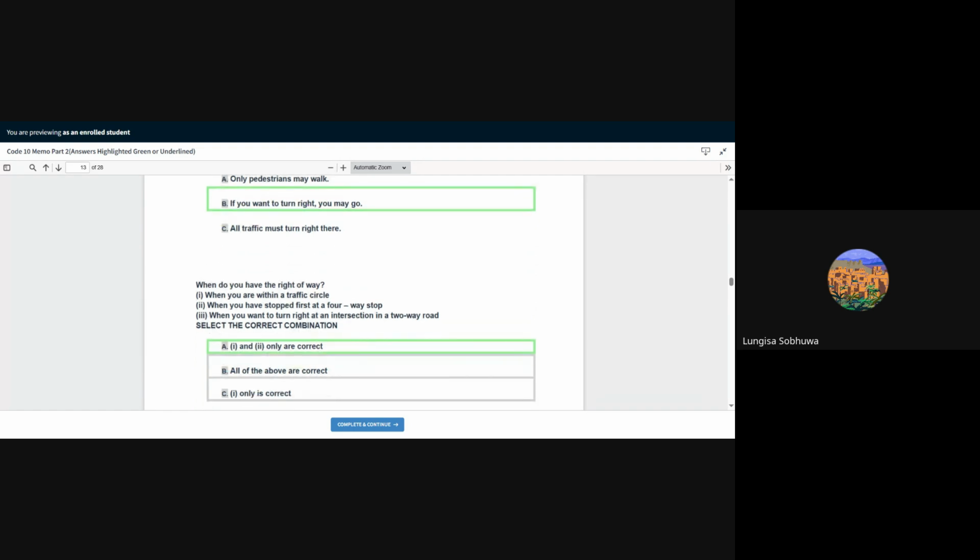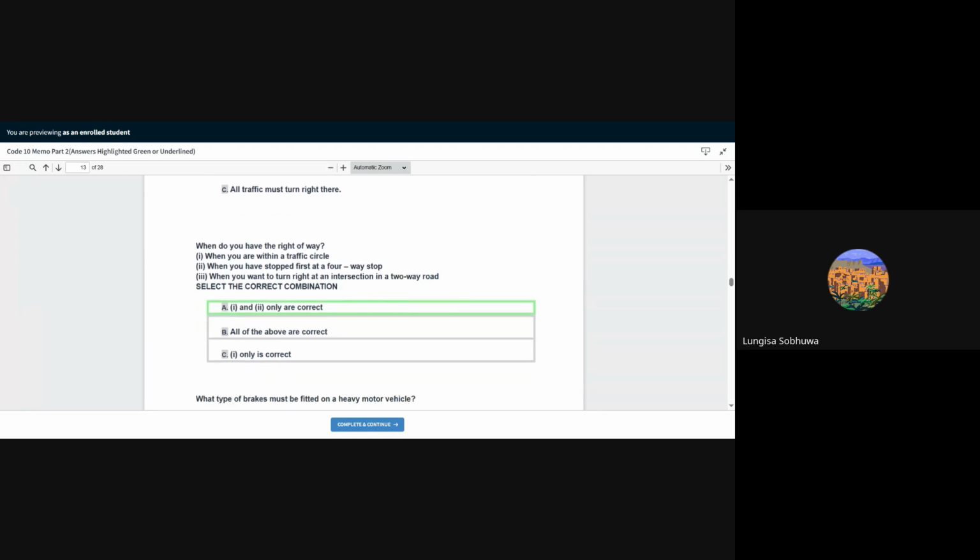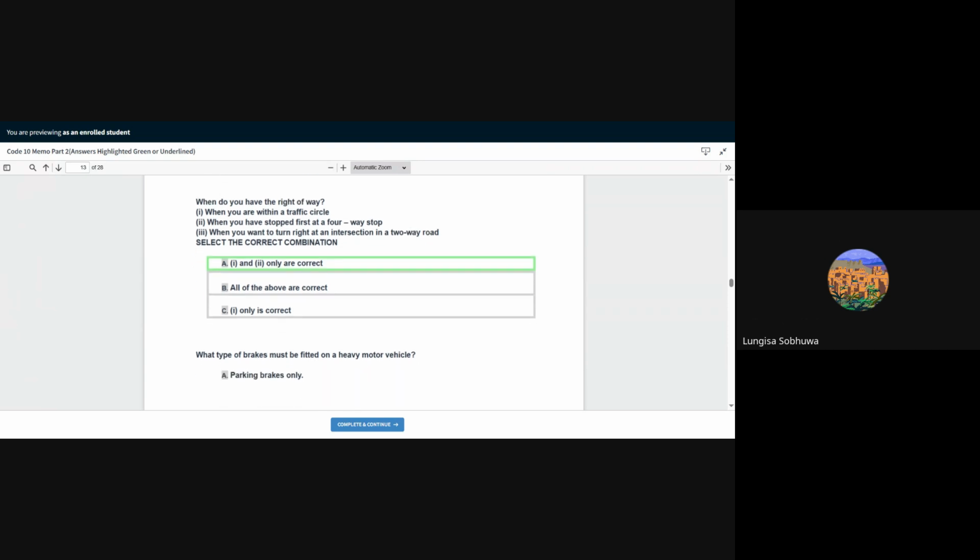And select the correct combination. When do you have the right of way? Is it number 1, when you are within a traffic circle? Number 2, when you have stopped first at a 4-way stop? And number 3, when you want to turn right at an intersection in a 2-way road? So let's look at the correct answer. The correct answer there is number 1 and number 2.